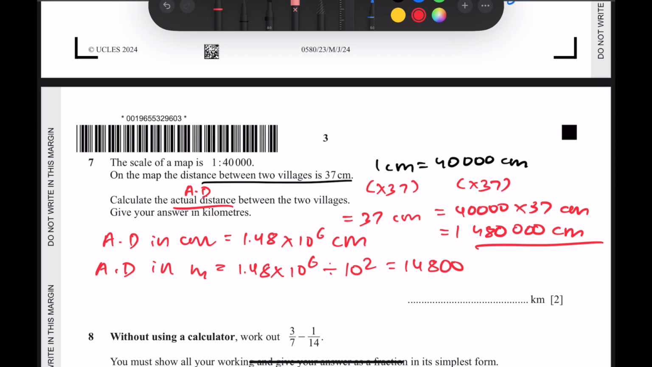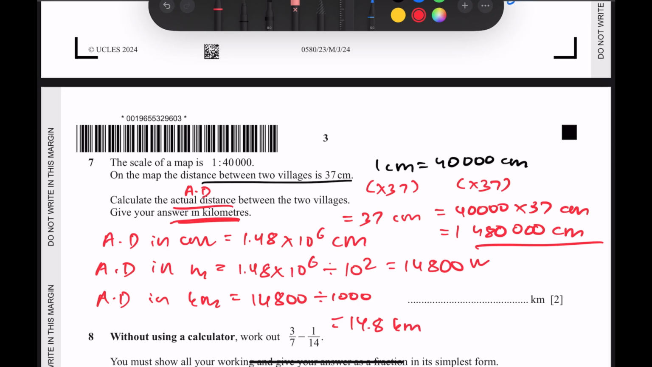14,800. But the question is asking for the answer in kilometers, which means that the AD in kilometers is equal to 14,800, which is the AD in meters, divided by 1,000, since anything in meters divided by 1,000 gives you the answer in kilometers. And this is equal to 14.8 kilometers. Therefore, this is your final answer: 14.8 kilometers.